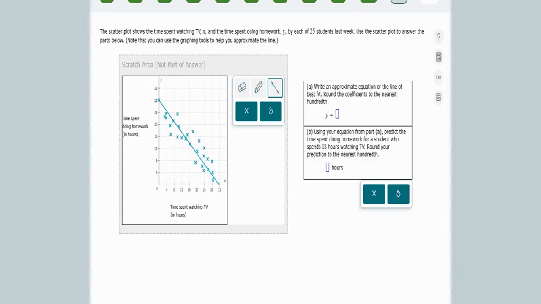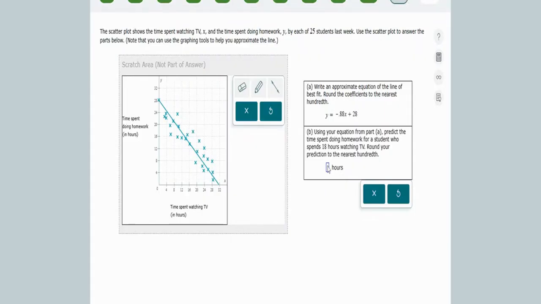So on my calculator, I'm going to do -28 divided by 32. I'm going to get -0.875, but they want us to round it to the nearest hundredth. So -0.88x, and then my y-intercept once again was 28.